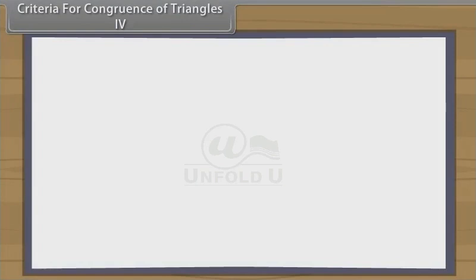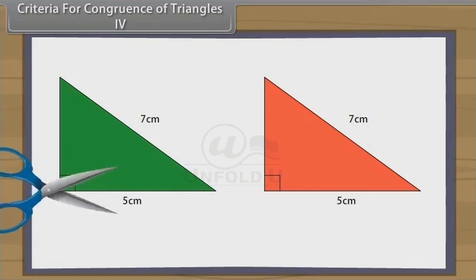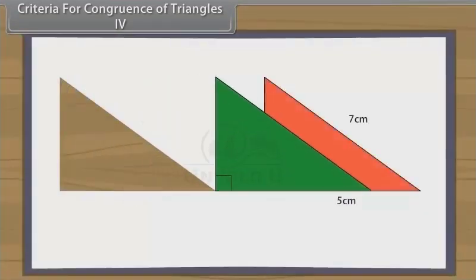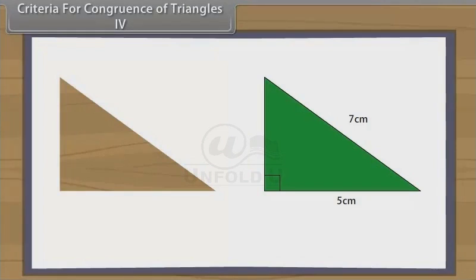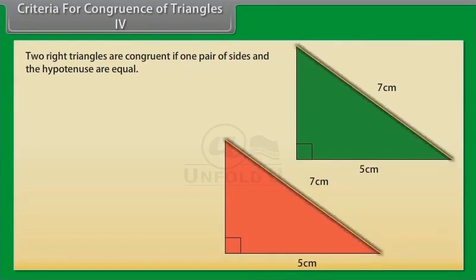Criteria for congruence of triangles 4. Now construct 2 right-angled triangles with hypotenuse equal to 7 cm and one side equal to 5 cm each. Cut them out and place one triangle over the other with equal side placed on each other. We will observe that the 2 triangles cover each other completely and so they are congruent. Or we can say that 2 right triangles are congruent if one pair of sides and the hypotenuse are equal.